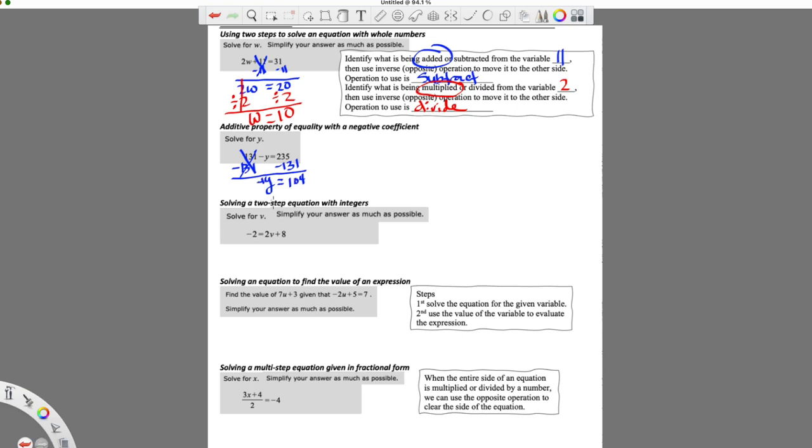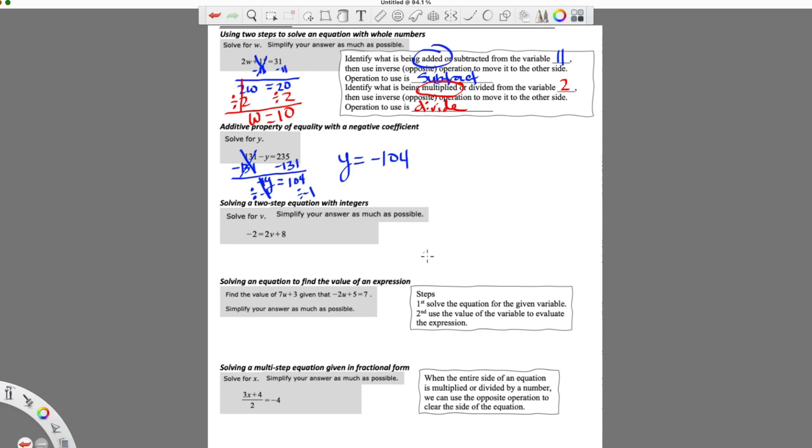Now we do have to deal with that negative 1 there. So that's my second question. What's being multiplied or divided by the variable? Well, in this case, negative 1 is being multiplied. So what I want to do is divide by negative 1 on both sides, because I want to cancel that negative 1 out so that I just have y equals, and so it's a number divided by negative 1. Anything divided by 1 is going to be itself. But what happens with the negative is it turns that 104 to a negative 104. So that's that negative coefficient. We need to make sure we deal with that when that happens.